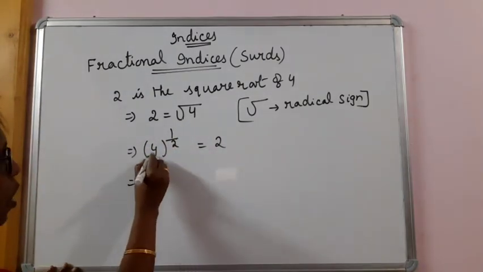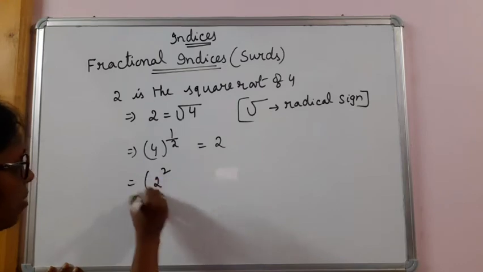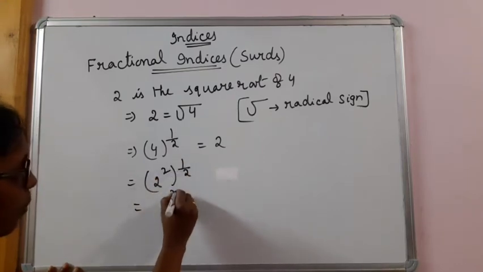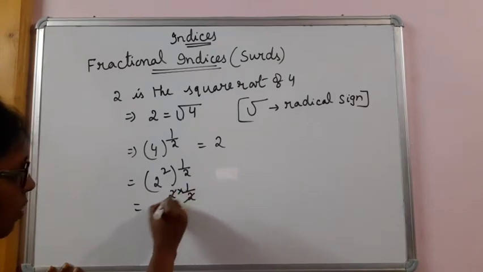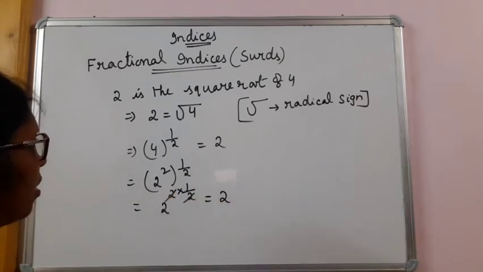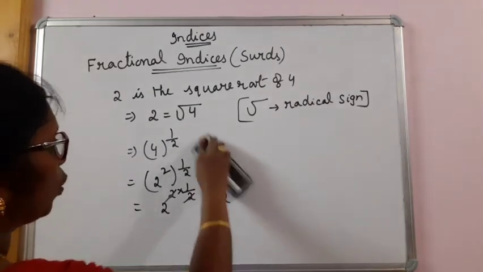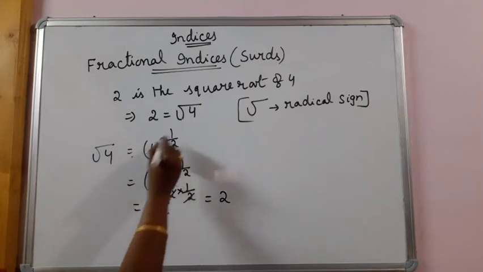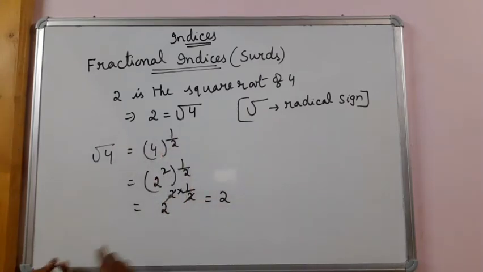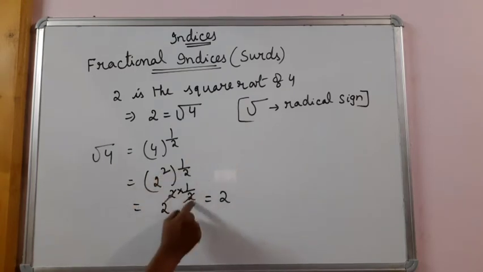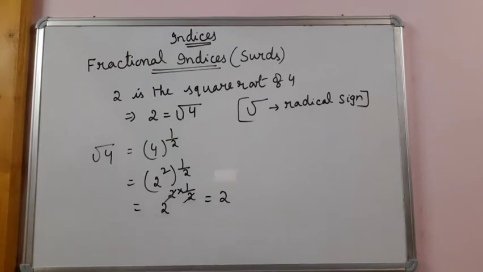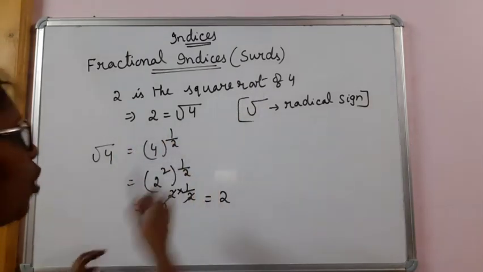Let me show you. 4 is equal to 2 square, whole to the power 1 by 2. 2 to the power 2, power to the power will be multiplied. In the last class you have learned this. When these are cancelled, we are going to have 2. So square root of 4 means 4 to the power 1 by 2. When we convert 4 into the form of 2 square, 2 to the power 2 into 1 by 2 gives you 2. So square root of 4 is equal to 2. 2 is the square root of 4.